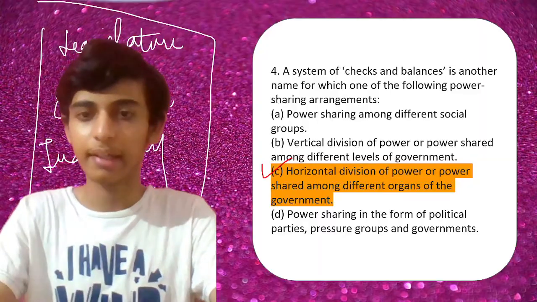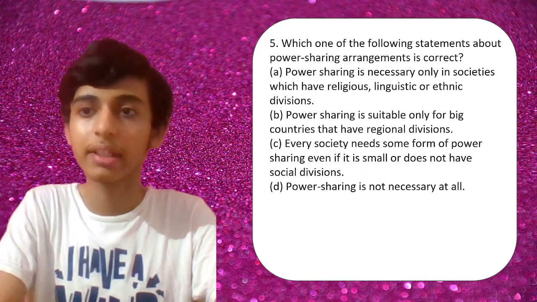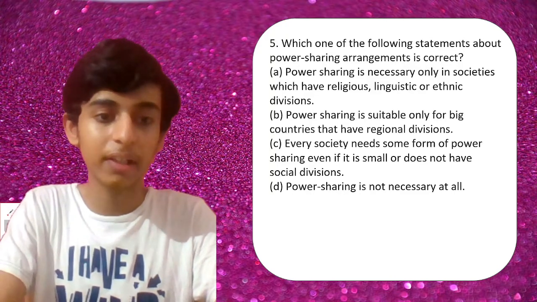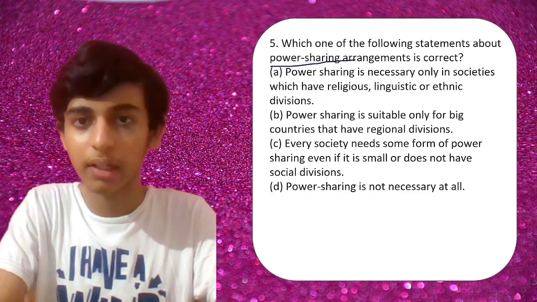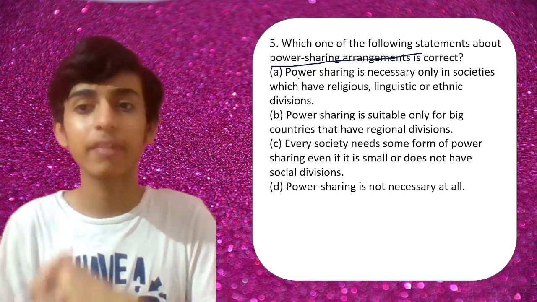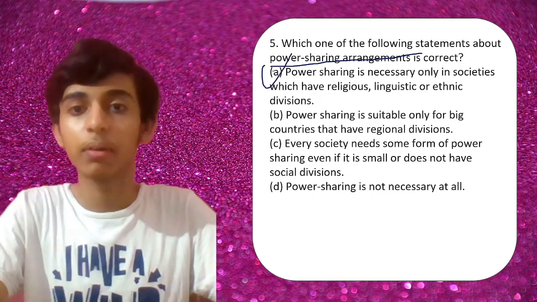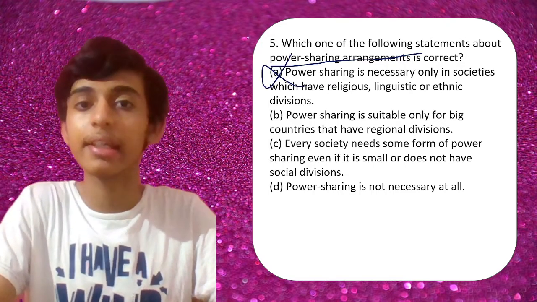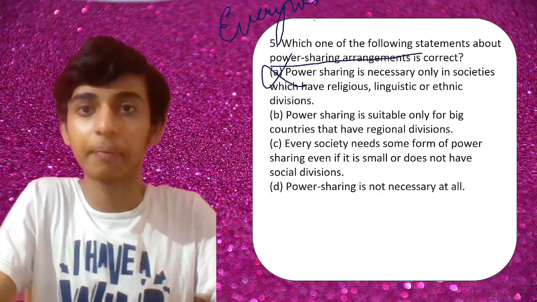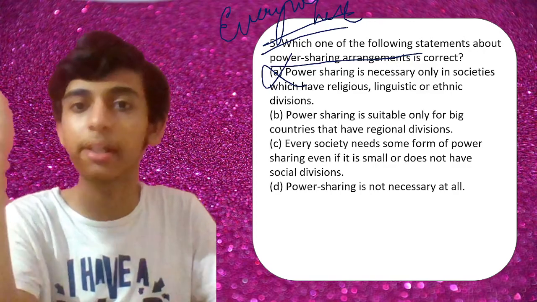Fine. Right. Next question. Which one of the following statements about power sharing arrangement is correct? Now we are talking about the power sharing arrangement. Power sharing is necessary only in societies which have religious, linguistic, or ethnic divisions. This is wrong because power sharing is essential everywhere. Okay, because we read two reasons, prudential and moral, right?